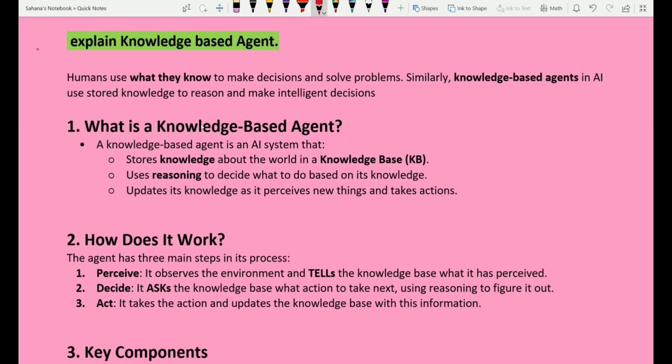Everyone, now we'll discuss the knowledge-based agent. What is a knowledge-based agent? Before that, we'll see how humans make decisions and solve problems. Humans use what they know to make decisions and solve problems.